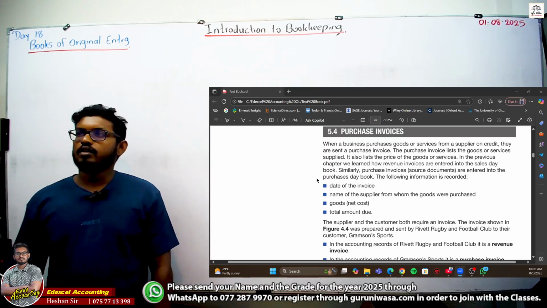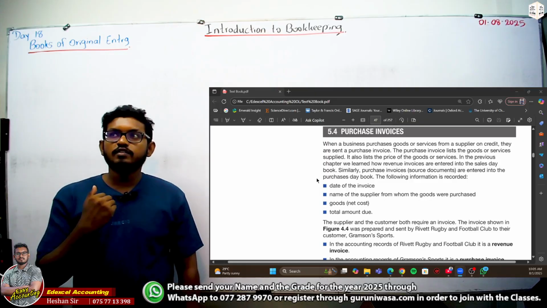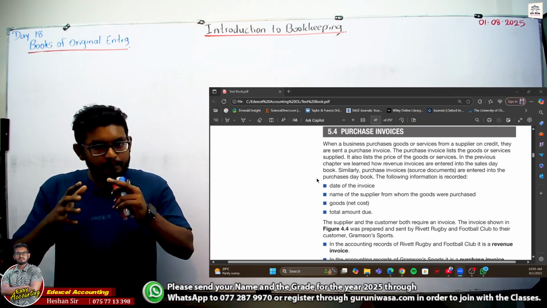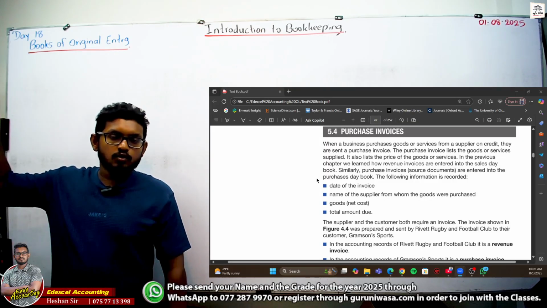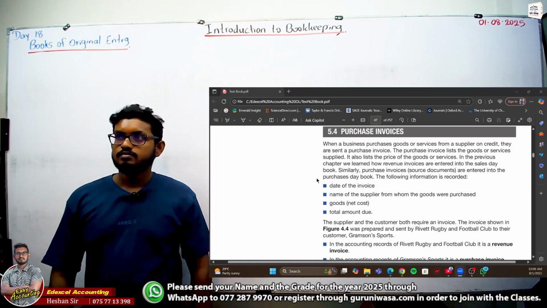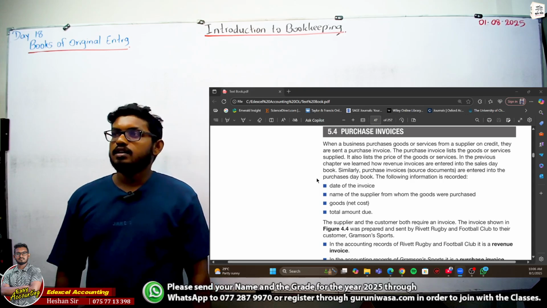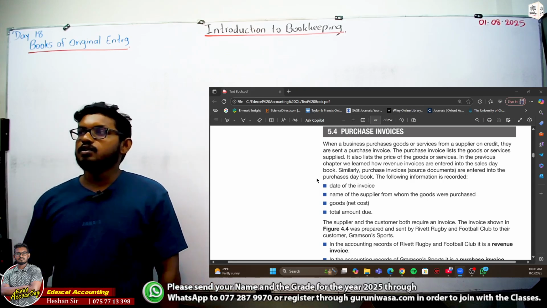Date of the invoice. Now you are going to Keells and purchasing something. They are not giving you a purchase invoice, right? When Keells purchases some goods on credit basis, Keells issues a purchase invoice, right? Goods, net cost, total amount due. The supplier and the customer both require an invoice.